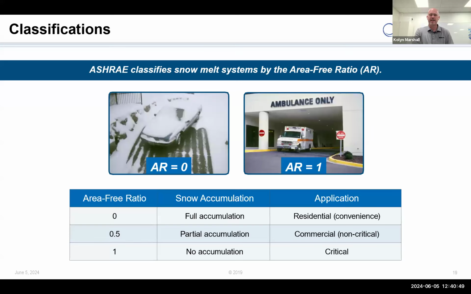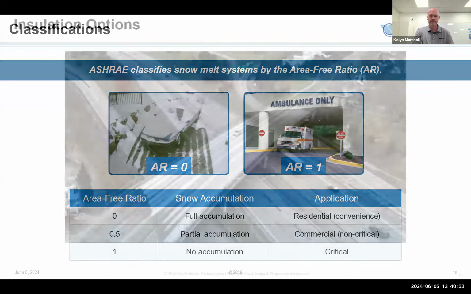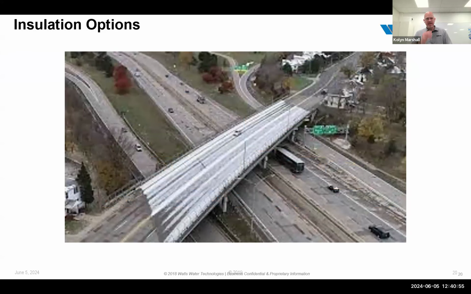It's factors that allow me to try and optimize my design. Insulation. Insulation is one of those topics that comes up all the time on a snowmelt system. And if you ask 10 designers, you're going to get 10 different answers. Whether or not, do I insulate or don't I insulate? Do I do this or don't I do this? And the answer is always going to be, it depends.